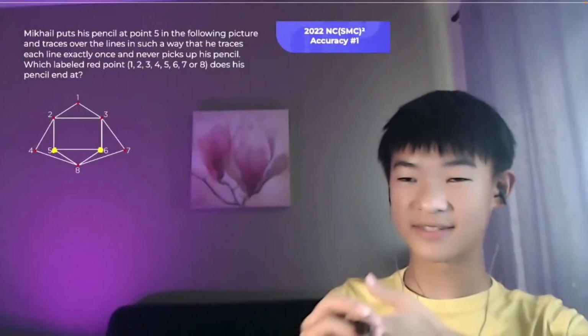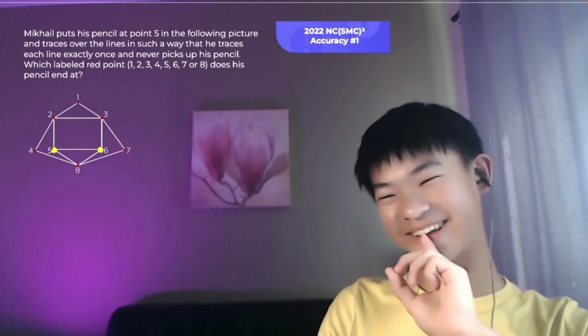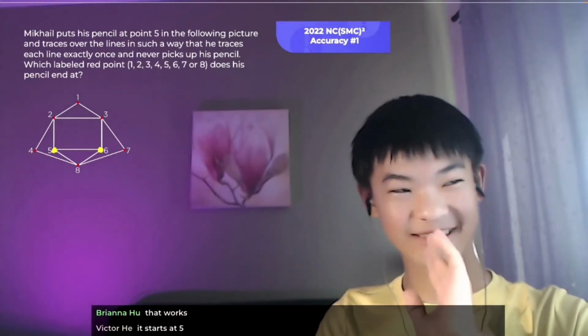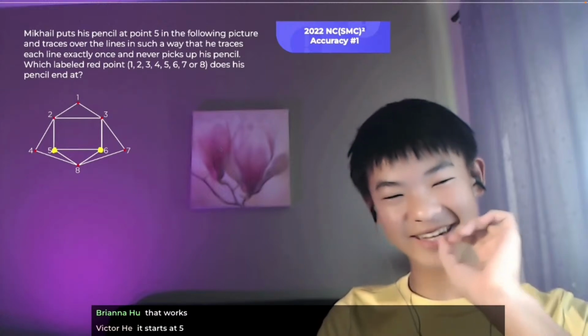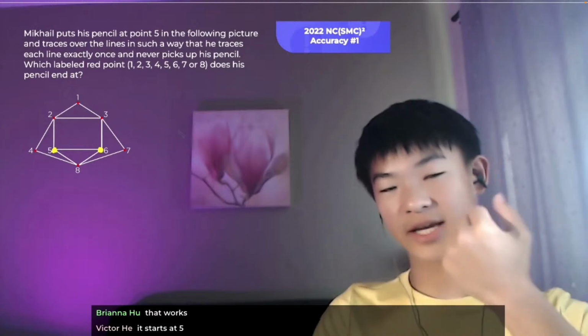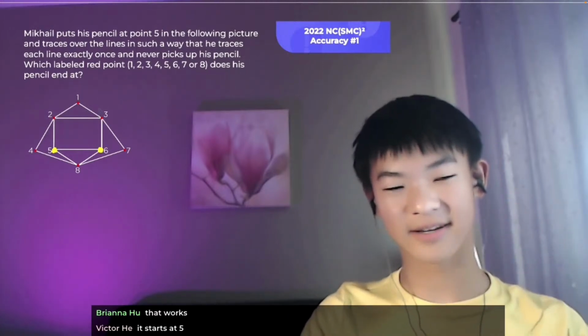Yep, and just to add on a little bit to that, how many people here have heard of graph theory? Because that is the foundation of graph theory. Basically, you're just checking the edges, which are the lines here.